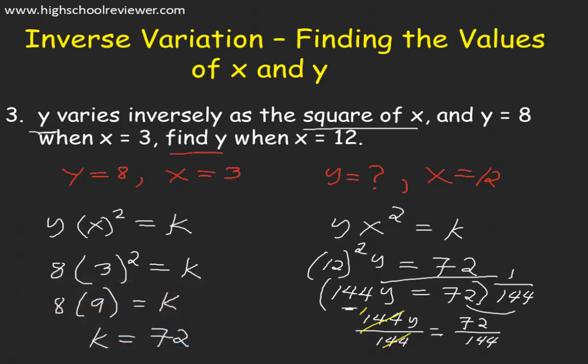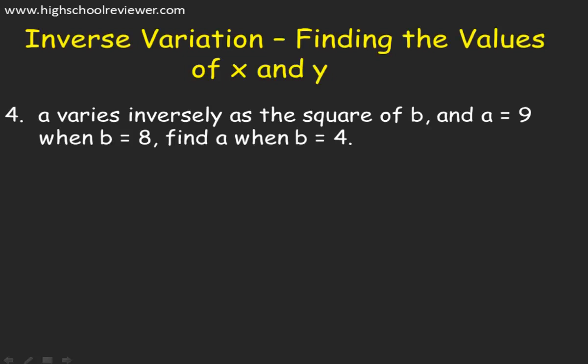So 1 times y is equal to y, and 72 divided by 144 is 0.5. So our y here is equal to 0.5 when x is equal to 12.